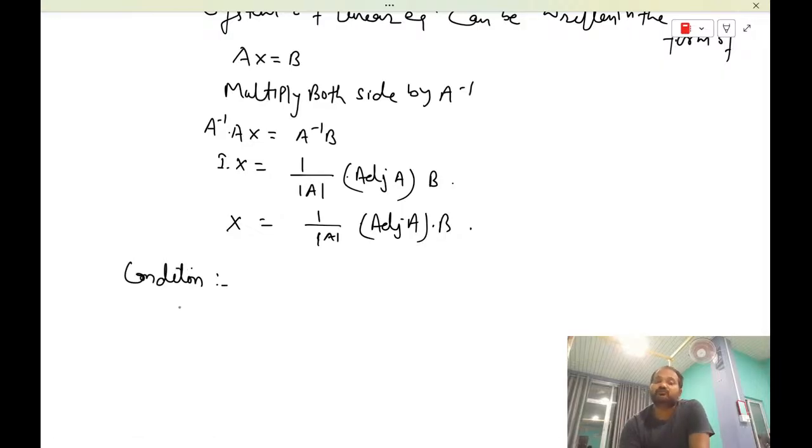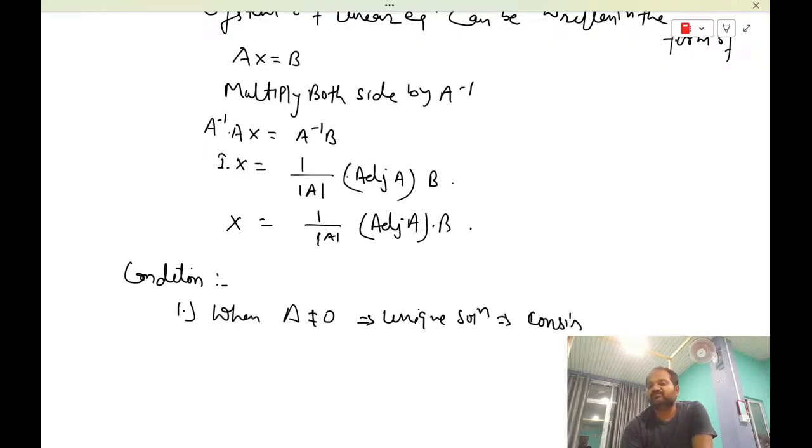First case, when determinant of A is not equal to 0, it will have a unique solution. A unique solution is also called a consistent solution. The system of linear equations is consistent, and x, y, z have a unique value. It is also called the trivial solution.